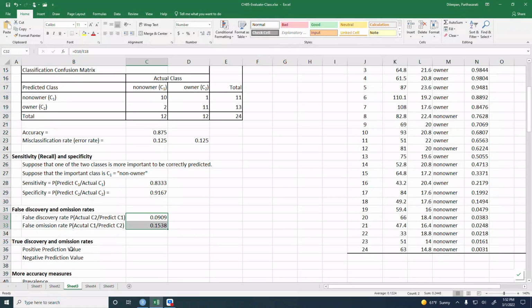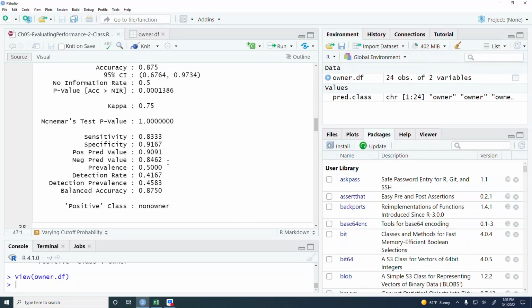All right. So now these positive predictive value and negative predictive value are the true discovery rate. So it will be 1 minus these two. So which means given we predict C sub 1, they're actually C sub 1. Given we predict C sub 2, they're actually C sub 2. So that's what we have here. Negative predictive value, positive predictive value. Okay.